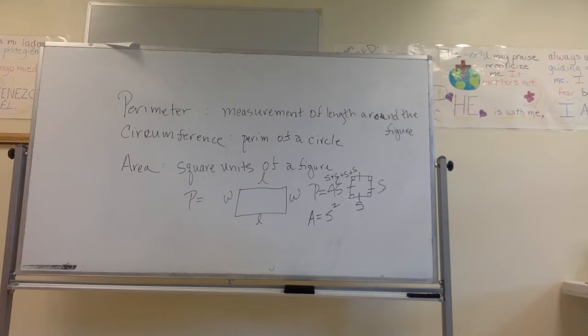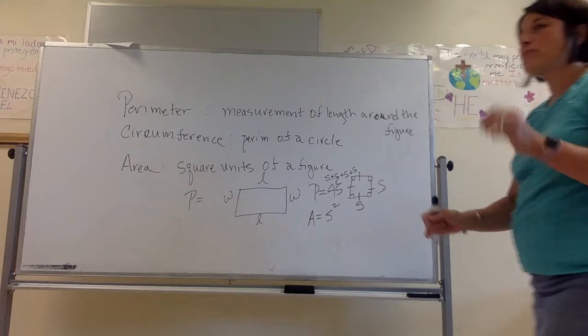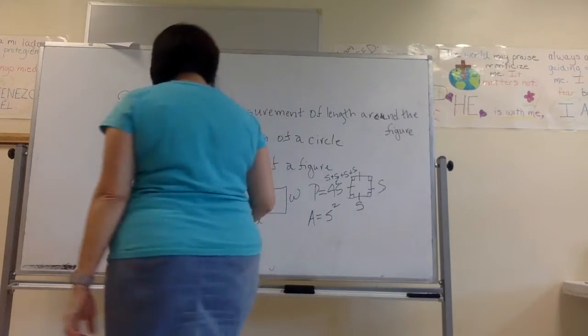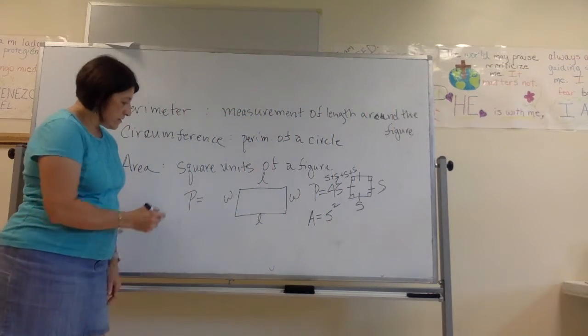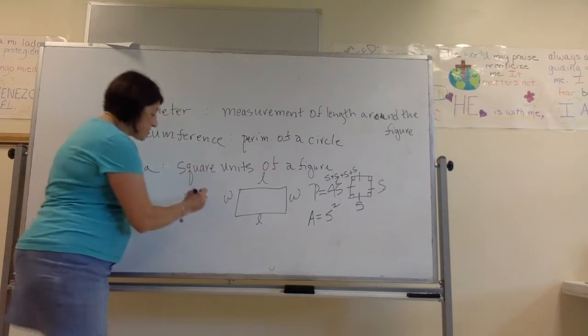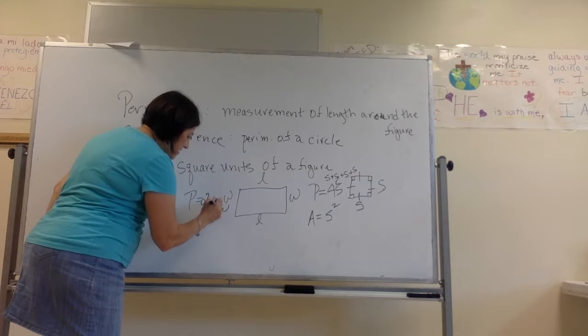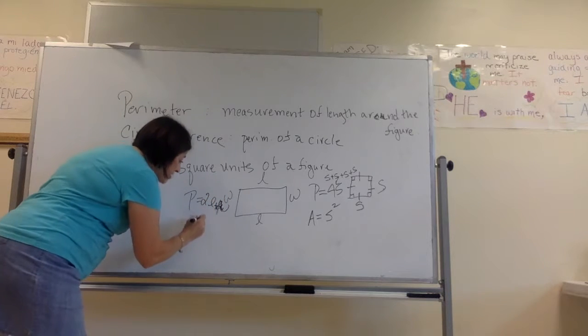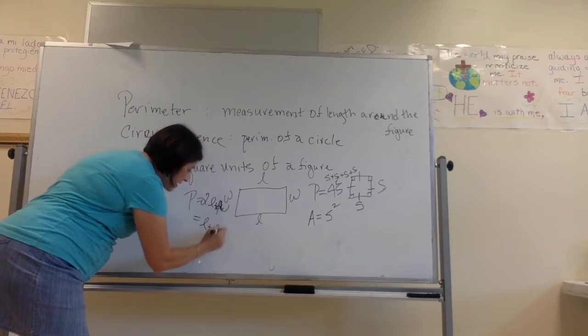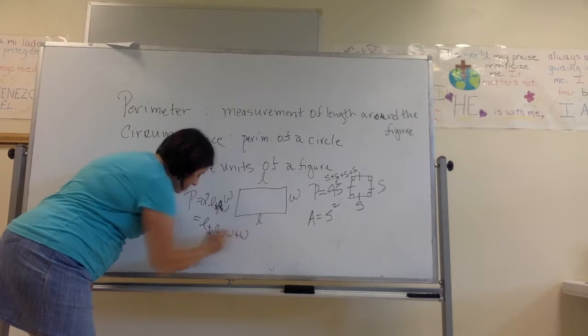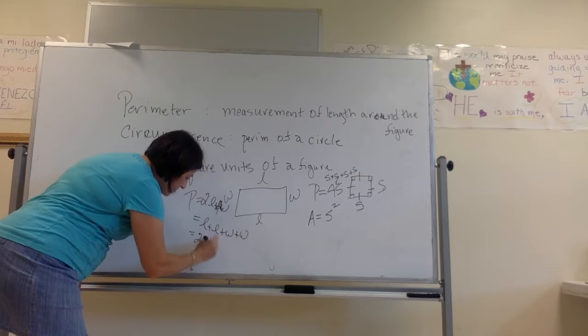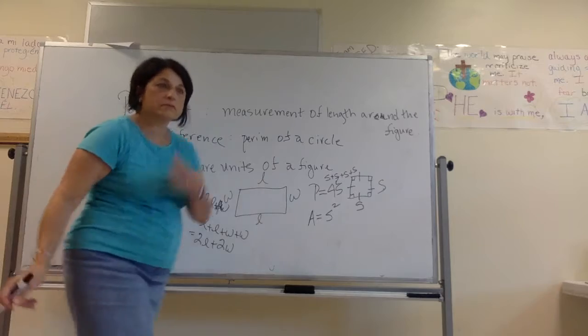So what's the perimeter of a rectangle? Okay. The perimeter is 2L plus 2W. Because I could really say length plus width plus length plus width, and that's the same thing as 2L plus 2W.